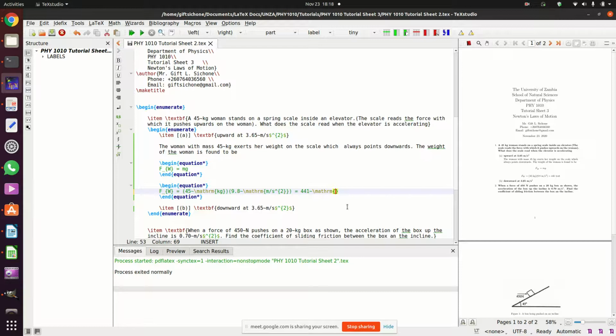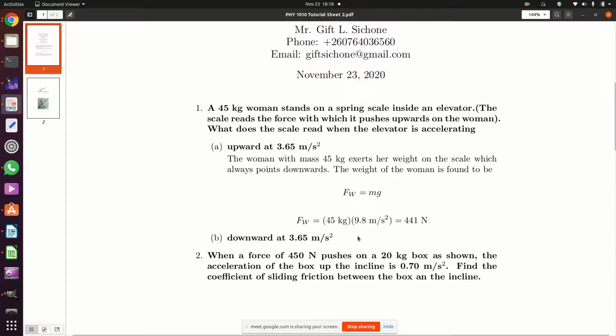Newton. Okay, newtons. So this woman weighs 441 newtons. We will not give the newton, why? This is how much weight she is exerting on the scale. Okay.